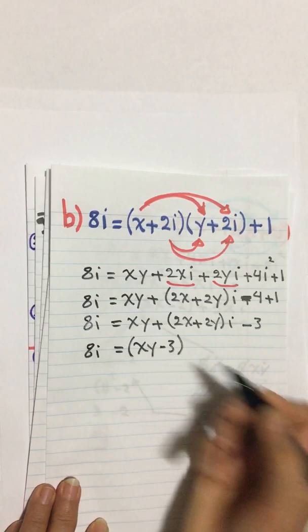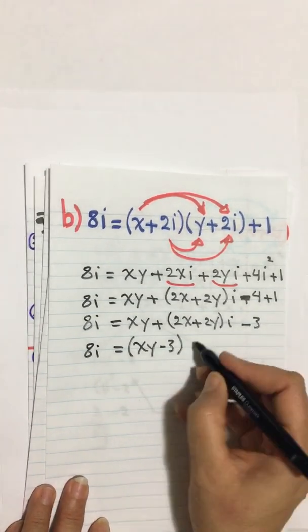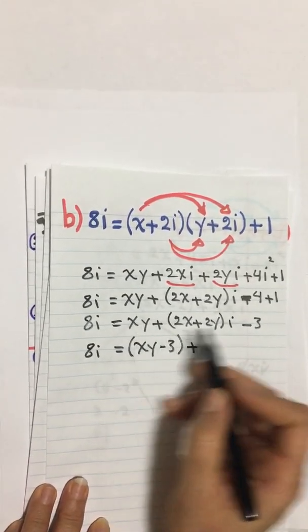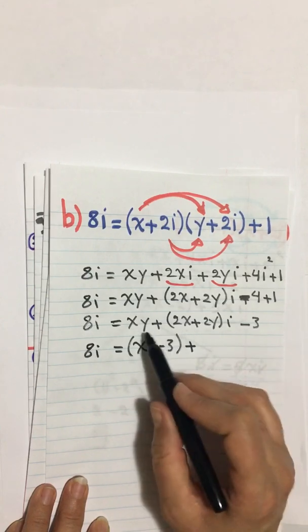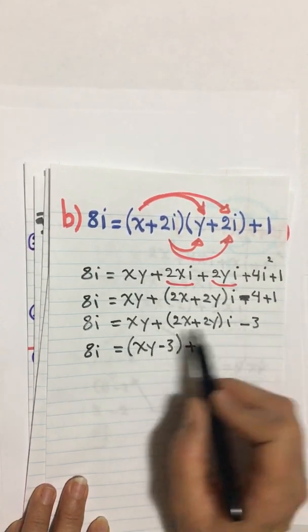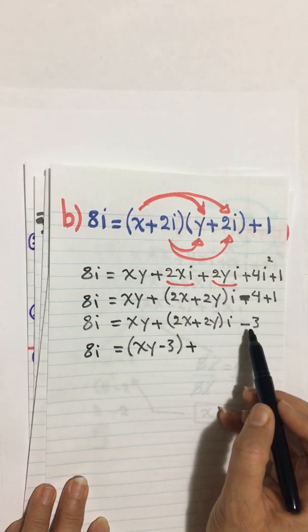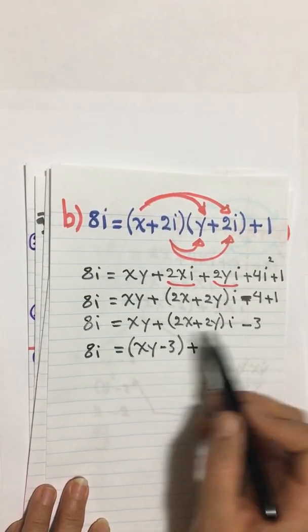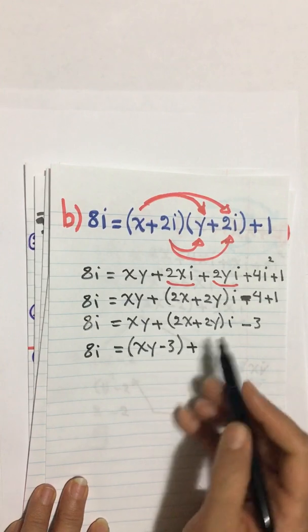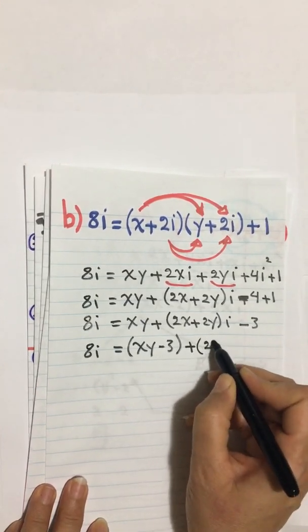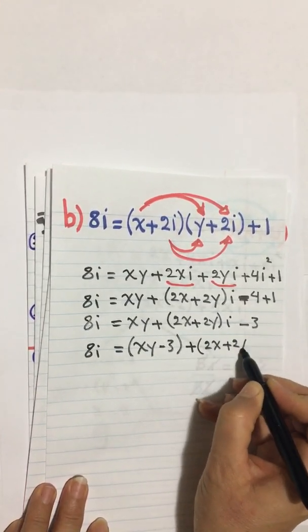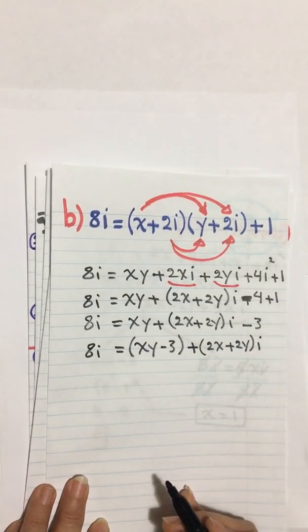I'm gonna make them in one parenthesis plus, because this is a real number and this is a real number, they don't have i, so these are not imaginary numbers. So I add them together, plus (2x plus 2y) i.